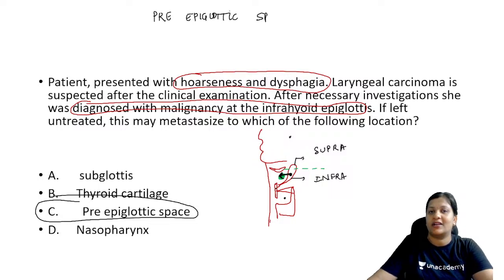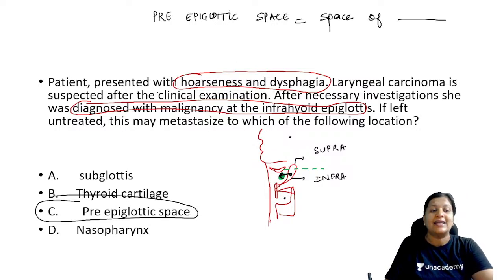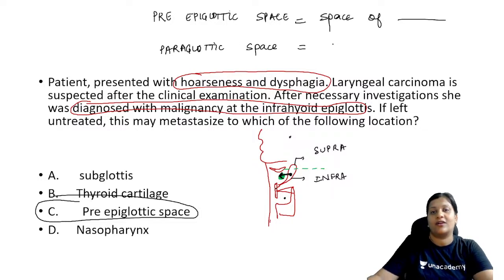So pre-epiglottic space is equal to space of dash. Similarly, there is also a space that is around the larynx. This is called as paraglottic space. And paraglottic space is also given a name. What is that? Space of dash.